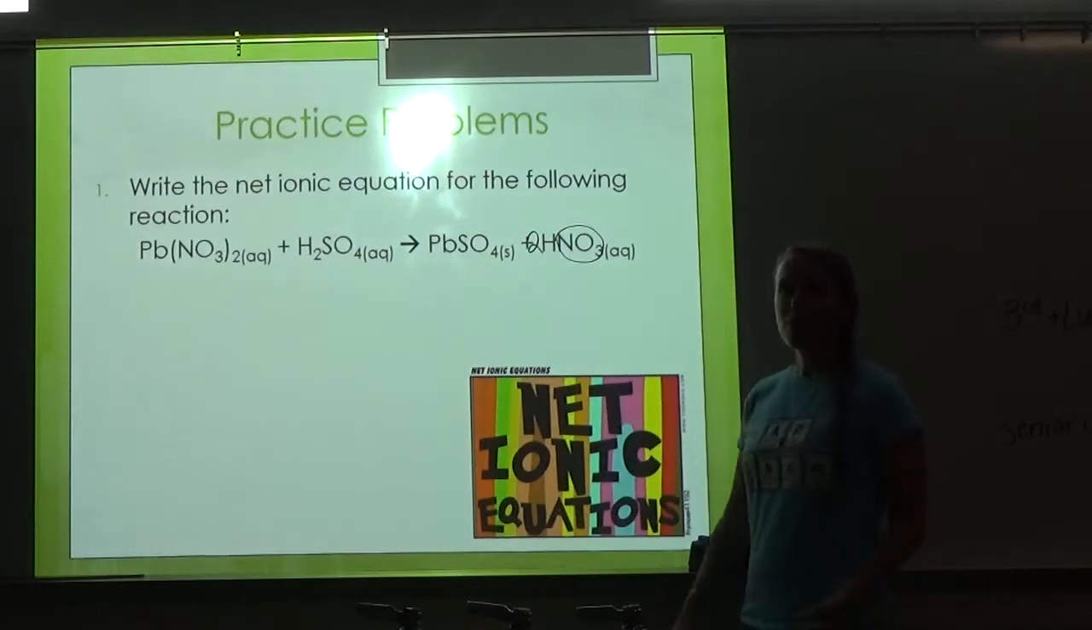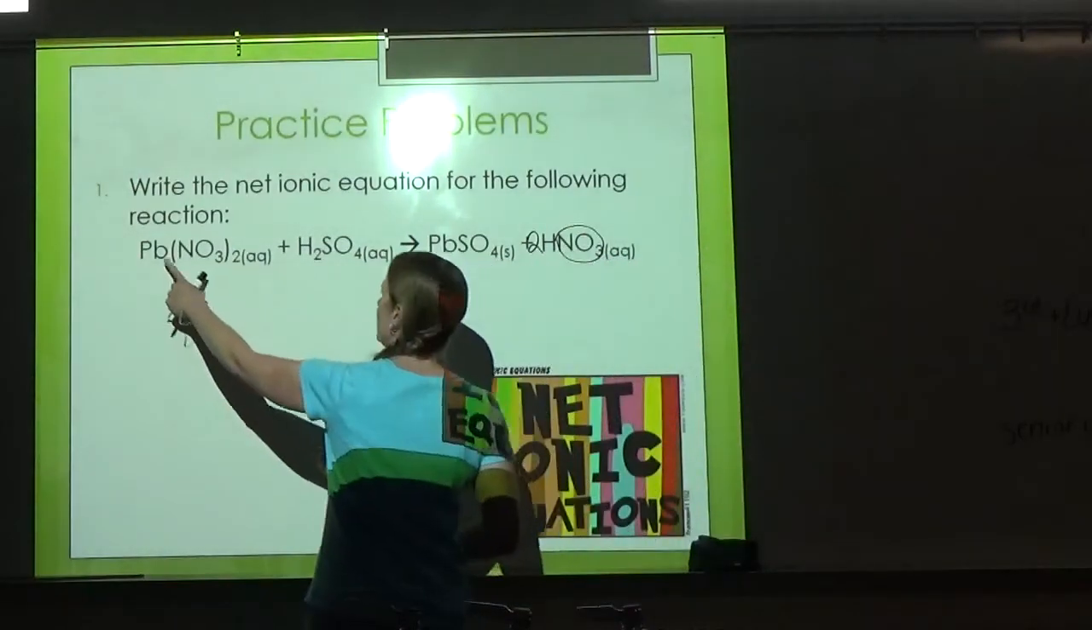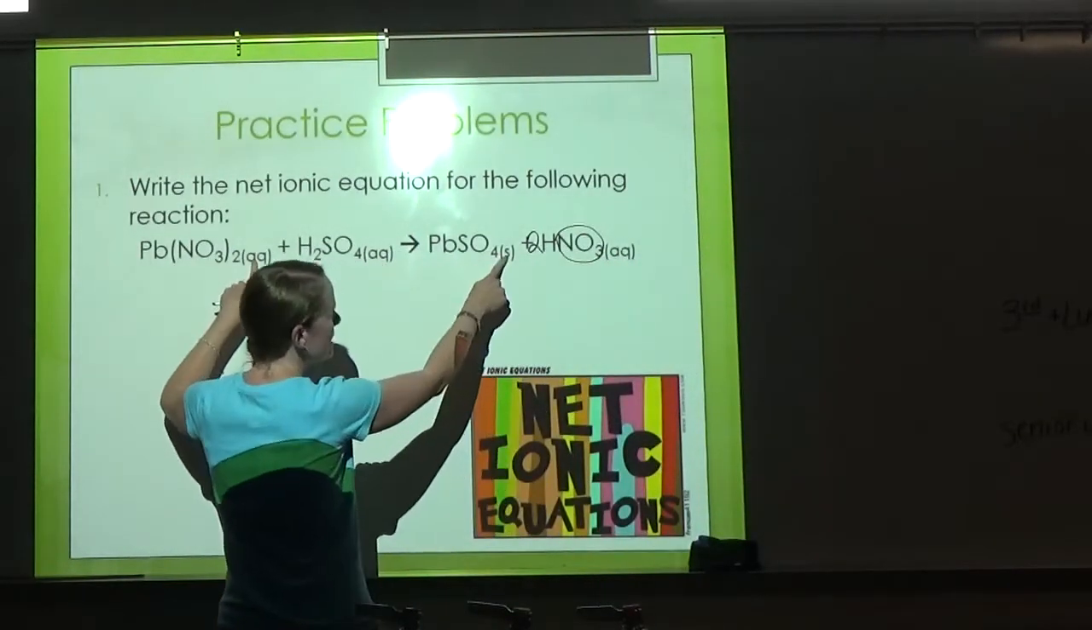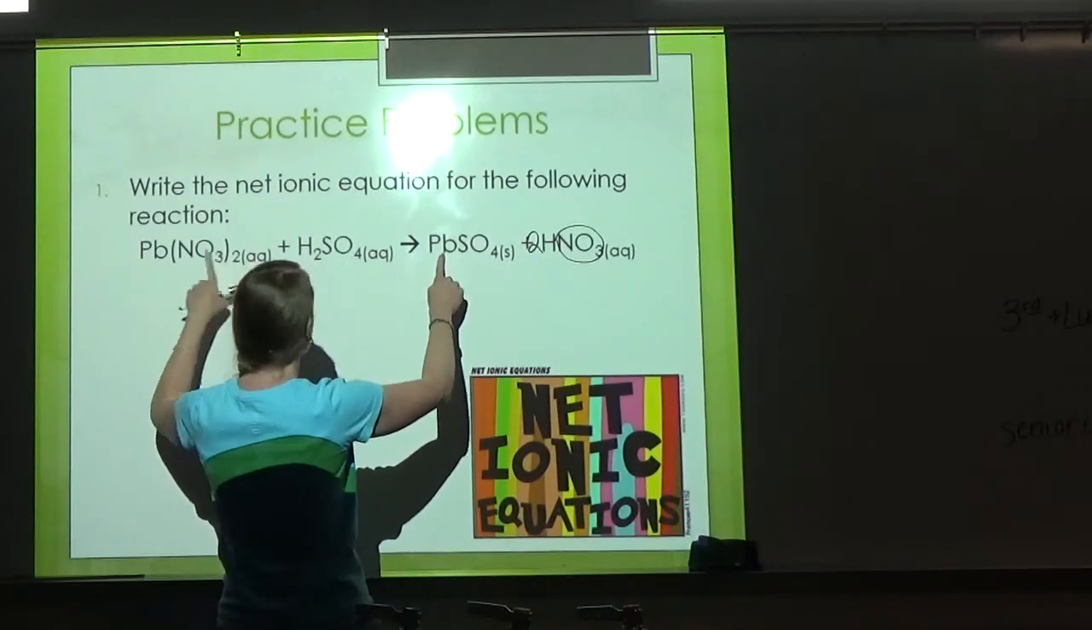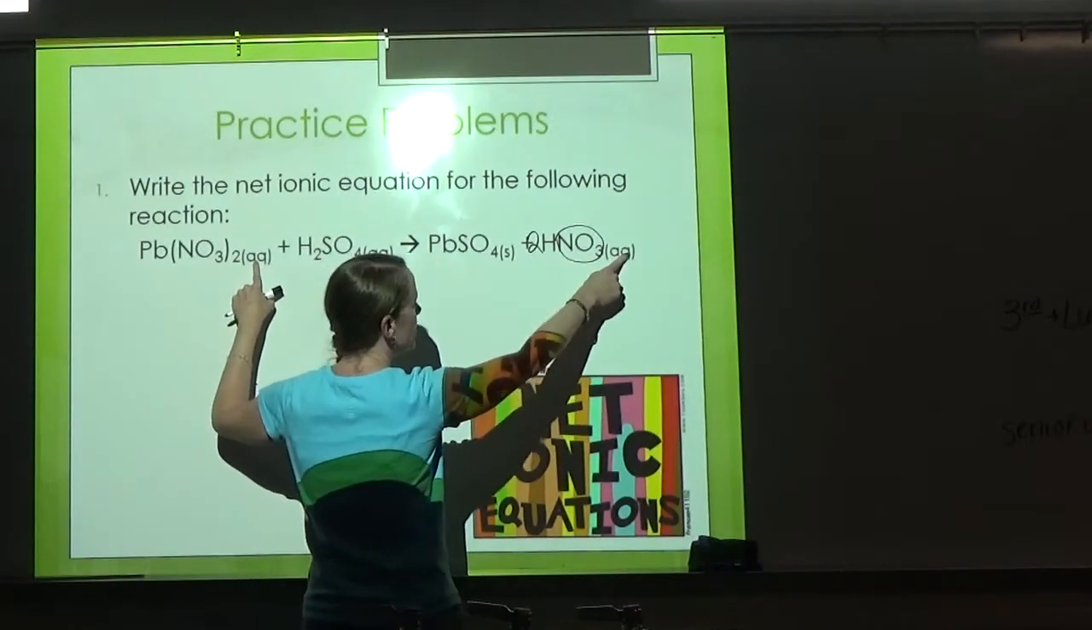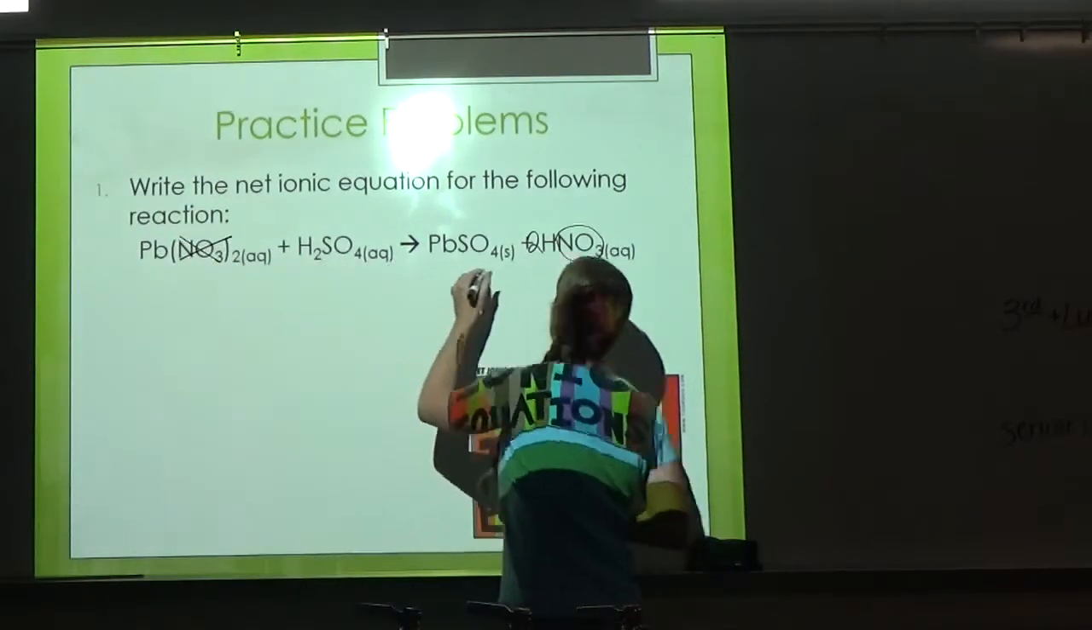Alright, let me figure out what my spectators are. Pb was aqueous, but now it has formed a solid, so it's formed a precipitate. So Pb actually did something. Nitrate was aqueous, and nitrate is still aqueous. So I don't actually care about nitrate.